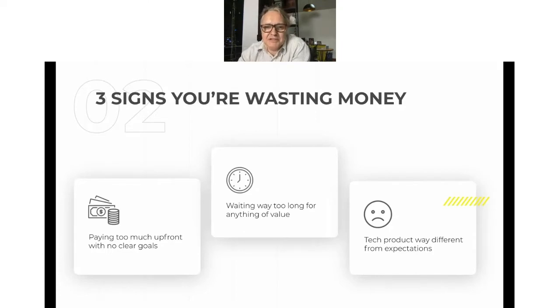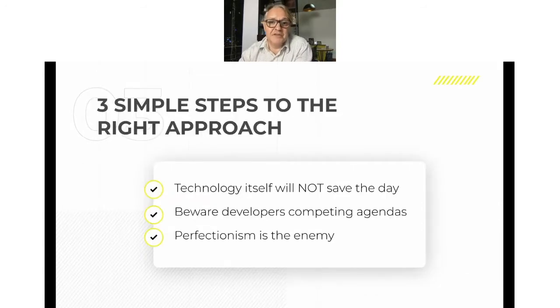So folks tend to pay too much money up front without the confidence of a shared vision among all the stakeholders, internal and external, in the vision of the project. We see people waiting way too long before they get anything meaningful from the developers. And when they do get something, it's very different from their expectations. So let's try to avoid that.